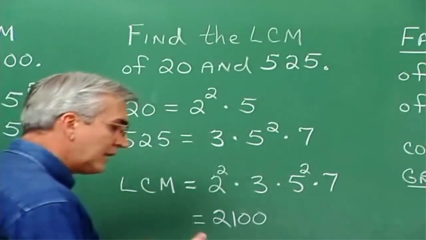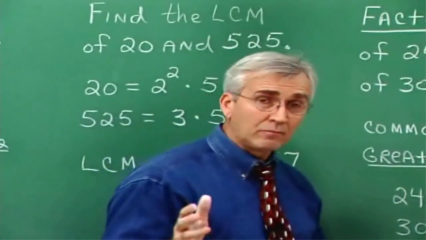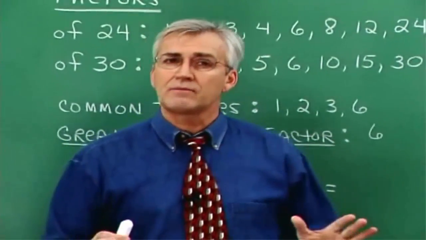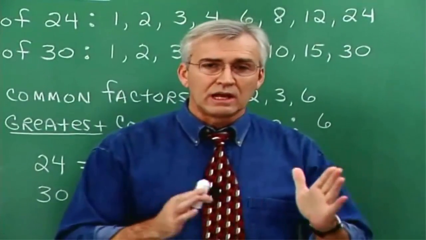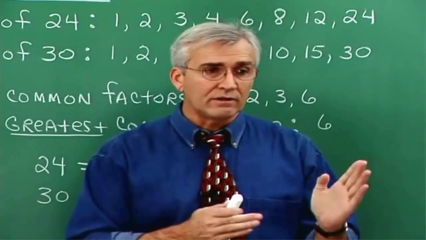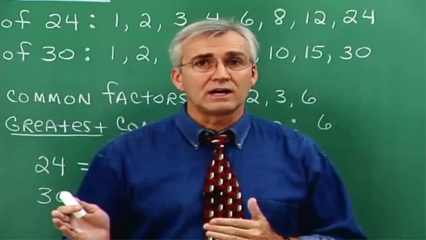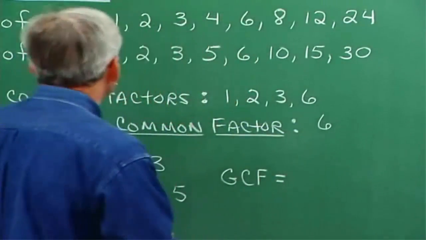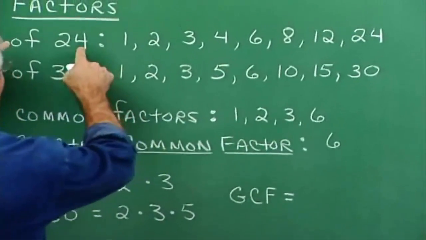Now, let's shift our thinking a little bit. We were talking about multiples before. Now let's talk about factors. In the last chapter, we talked about factors and divisors as being pretty much the same thing. When we're identifying factors, we're identifying divisors. When we're identifying divisors, we're identifying factors. Okay, I've listed here the factors of 24.